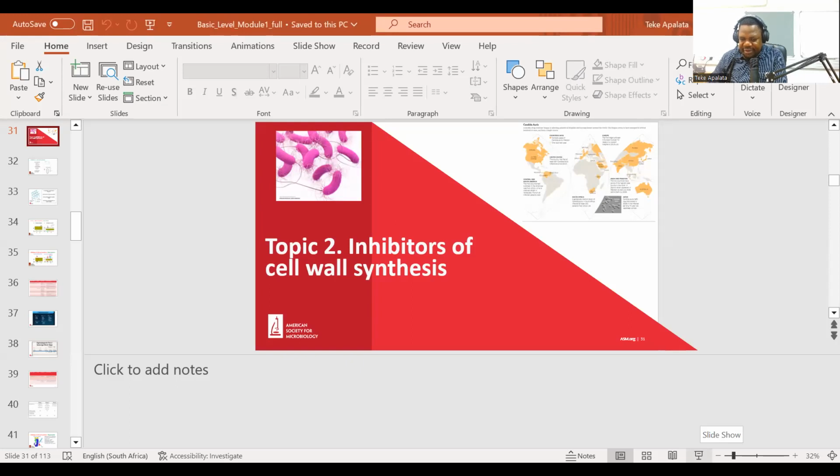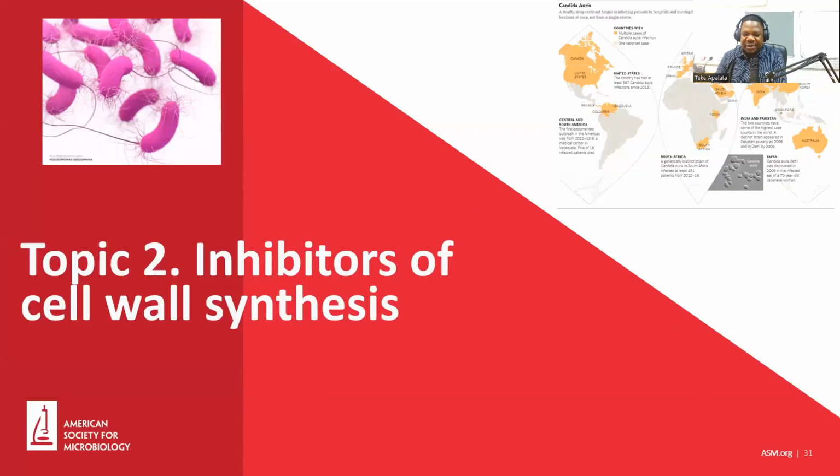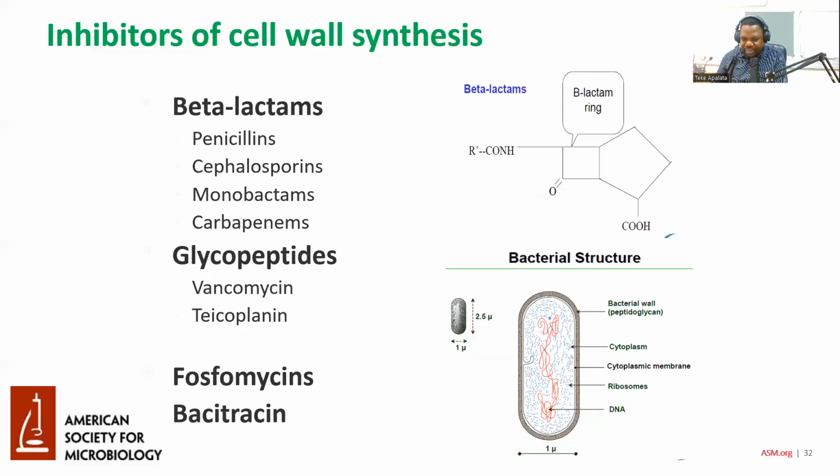In this topic 2, we will mainly discuss inhibitors of cell wall synthesis. Inhibitors of cell wall synthesis can be classified into 4 groups. We have the beta-lactams, which are the widely used antimicrobial agents. Then we have the glycopeptides, fosfomycin, and bacitracin.